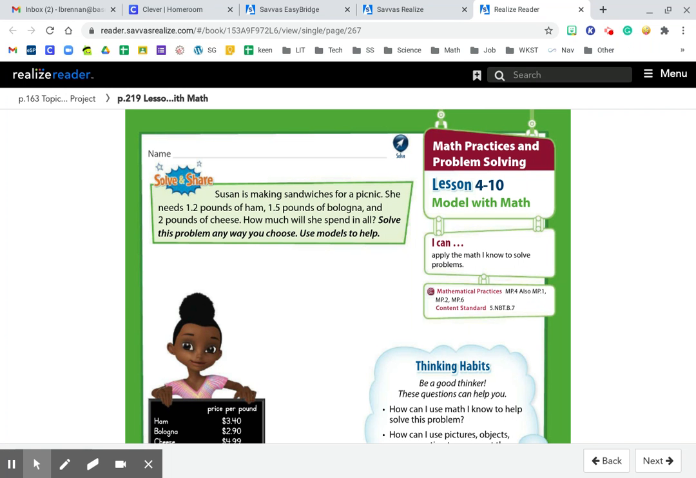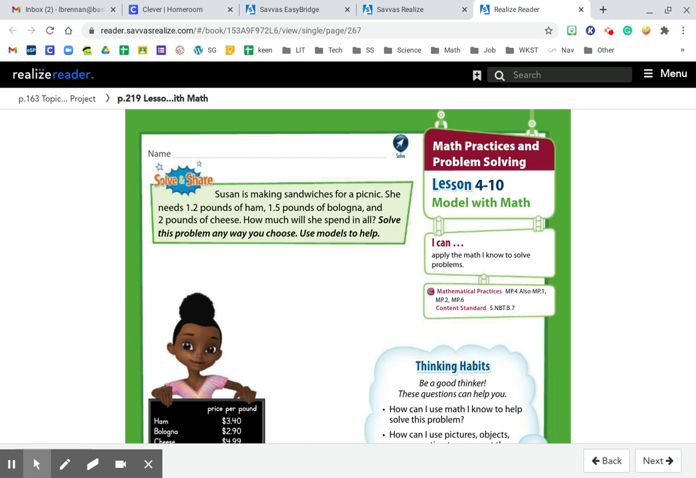Hello, today we are working on the final lesson in topic 4, and this is applied. You'll take all the learning that you had for the couple weeks that we worked on topic 4 and bring it together into some word problems. So I can apply the math I know to solve problems.